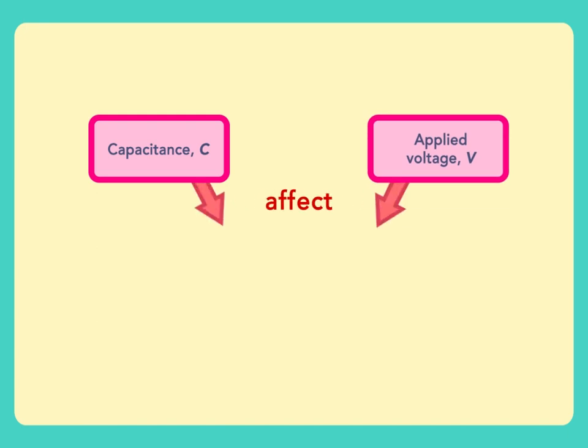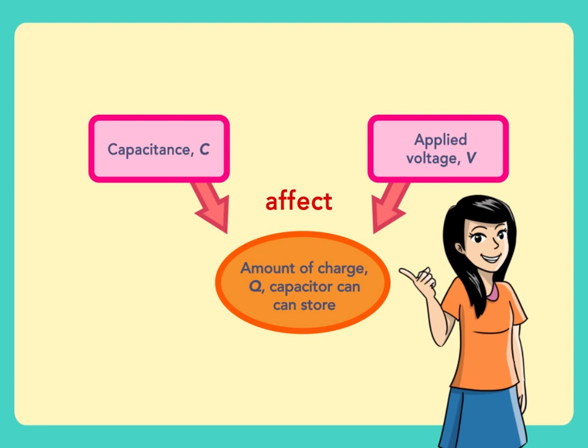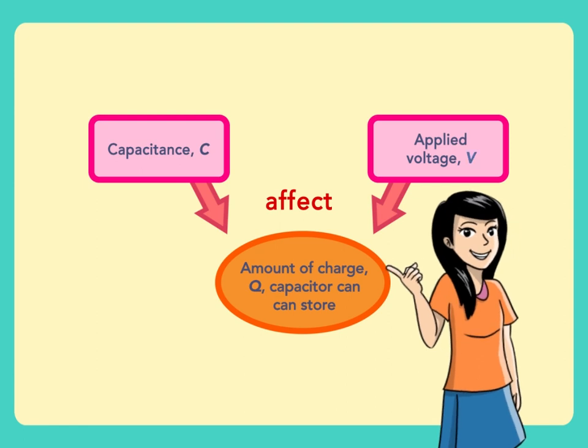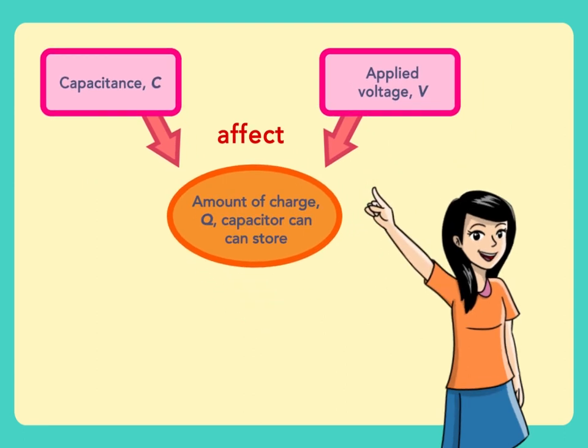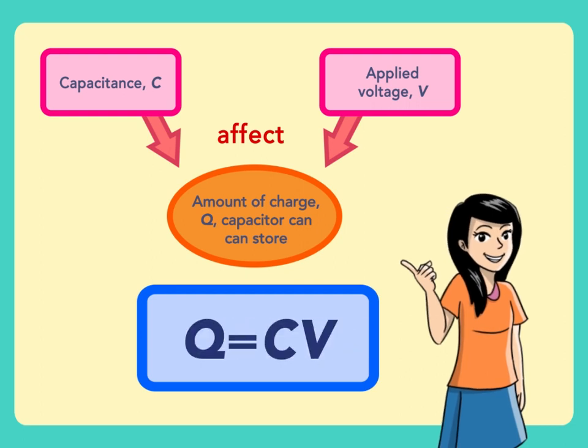To summarize, both the capacitance and the applied voltage affect the amount of charge a capacitor can store. If capacitance is C, applied voltage is V, and amount of charge is Q, the relationship between them can be represented by the equation Q equals CV.